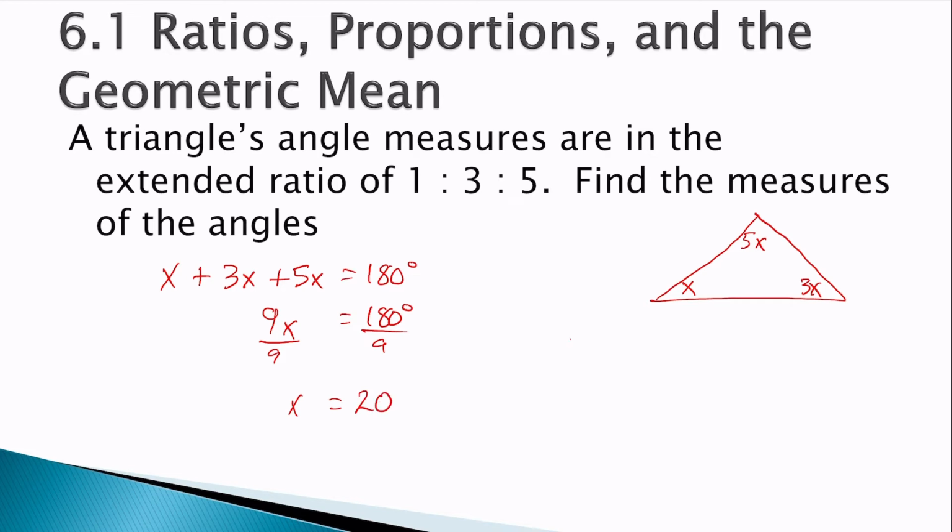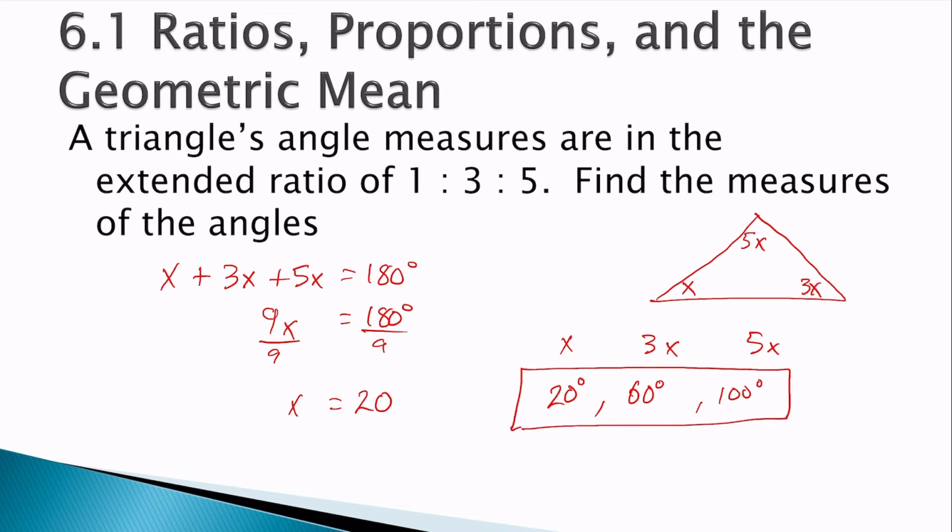So then if I looked at my angles, they were x, 3x, and 5x. So if I fill in the 20, it would be 20 degrees, 3 times 20 degrees, and 5 times 20 degrees, or 20, 60, and 100 degrees.